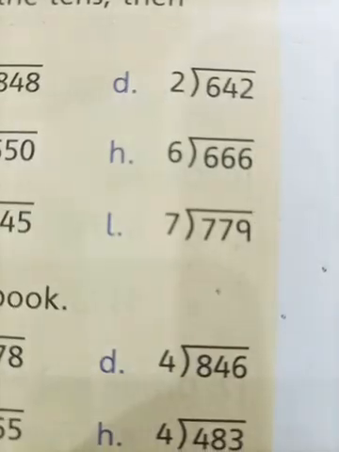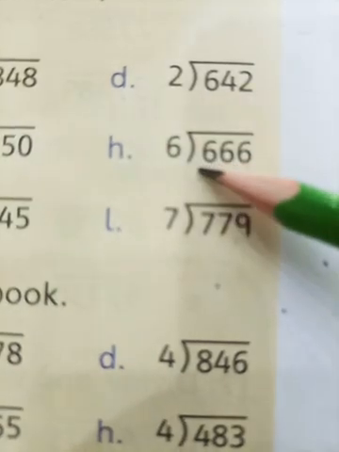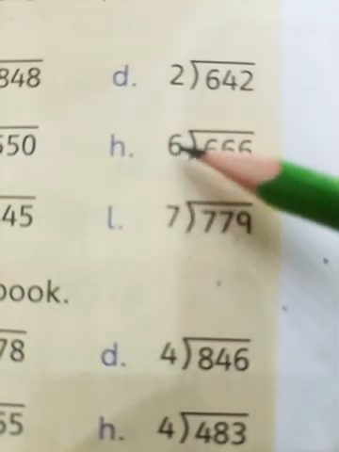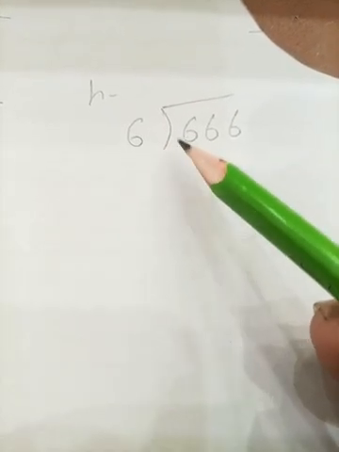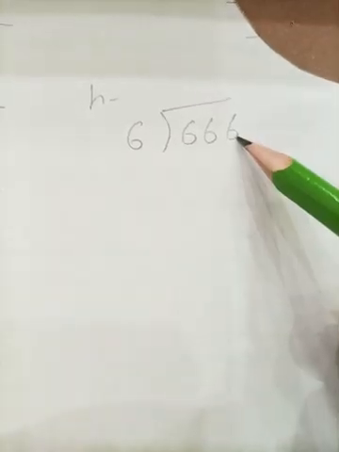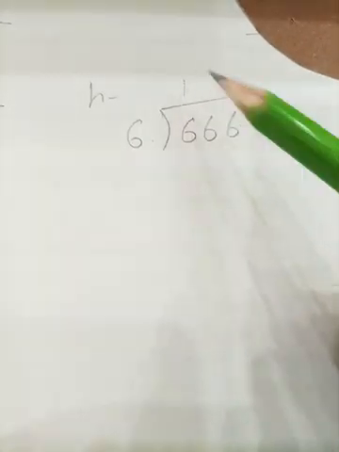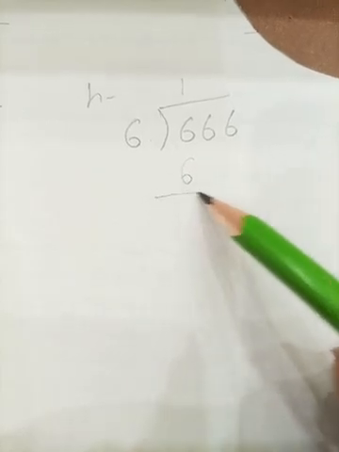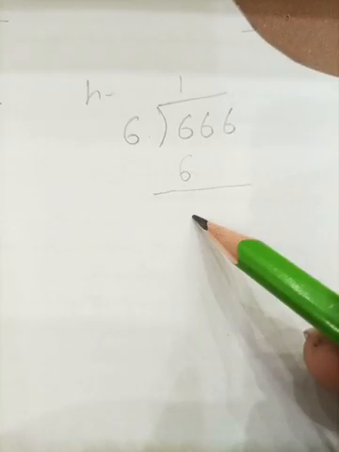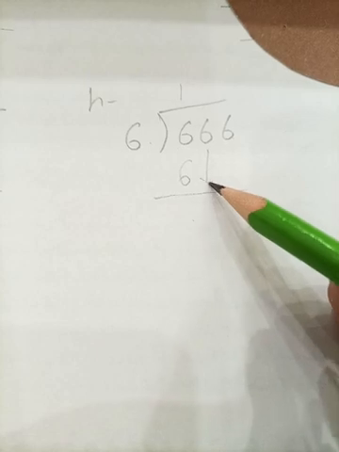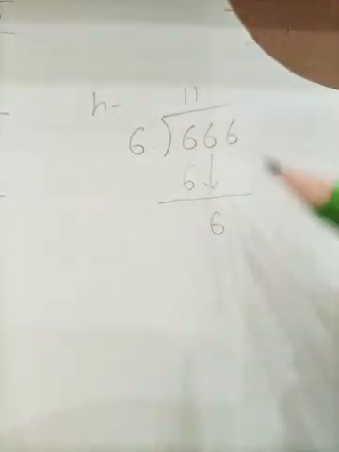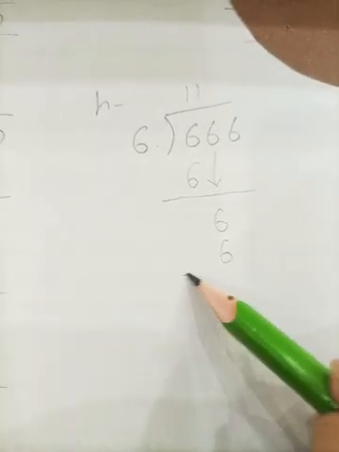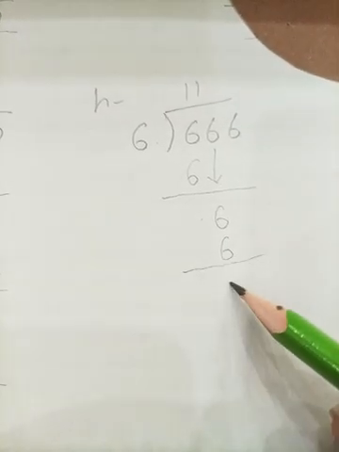Okay. Next is part H, in which 666 is being divided by the number 6. Now students, firstly we will divide our 100 part, then the tens, and at the last the ones. So students, 6 ones are 6. Next step is subtraction. 6 minus 6 is 0. So we are going to take our tens digit here. So 6 ones are 6 again. Now students, the subtraction of 6 minus 6, answer is 0.